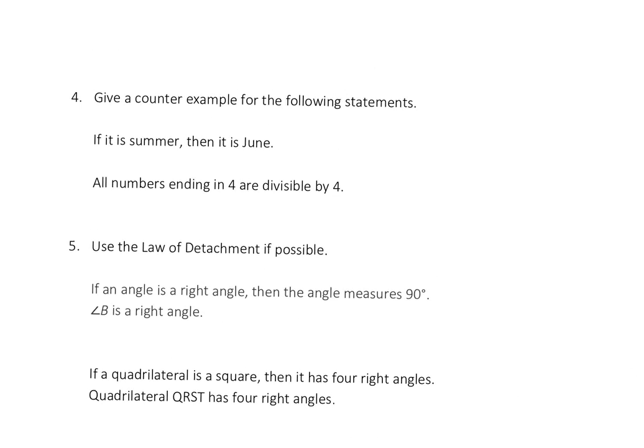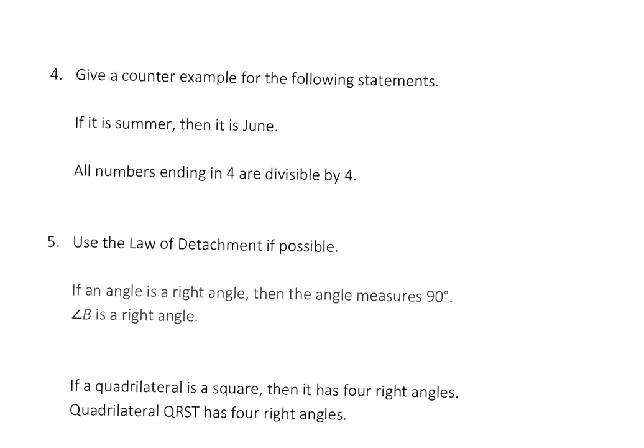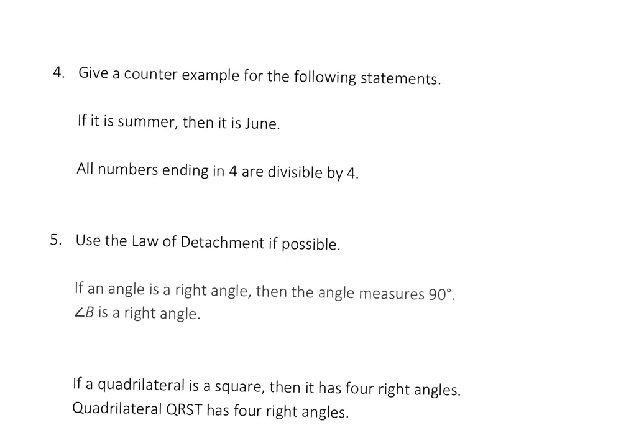Okay, on number 4, when you give me a counterexample, that does not have to be in a sentence, right? It doesn't have to be in if-then form. I just need something that proves that statement to be false. So if I look at the second one, for instance, all numbers that end in 4 are divisible by 4. What does it mean to be divisible? It will divide evenly, okay? So if I try to divide something by 4, that means I don't get a decimal or a fraction. And the number has to end in 4, okay?